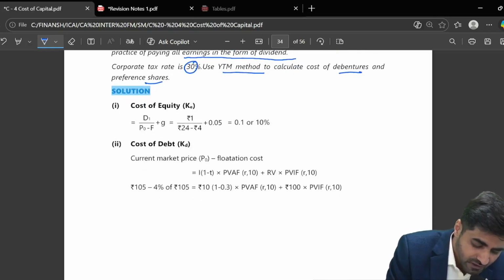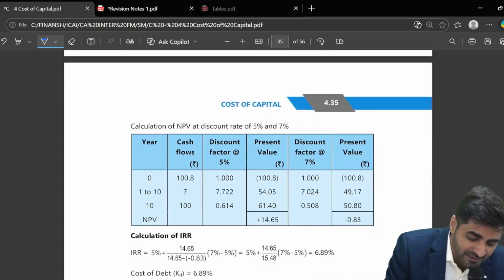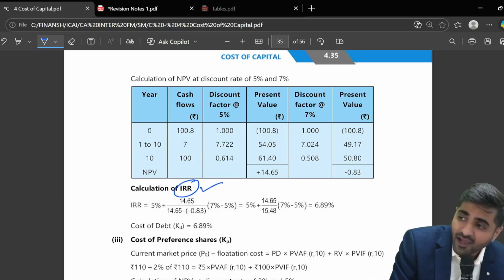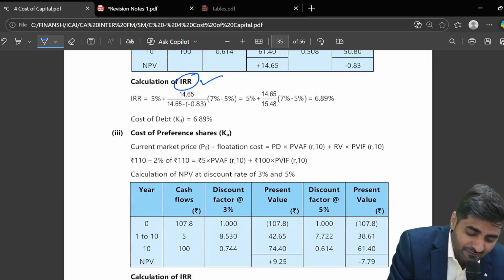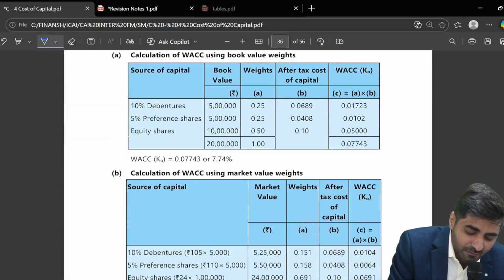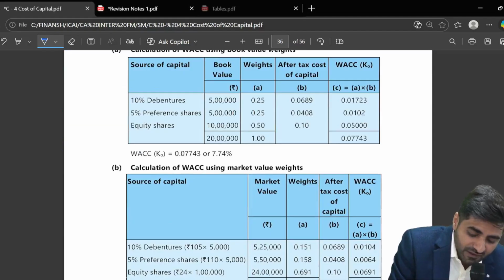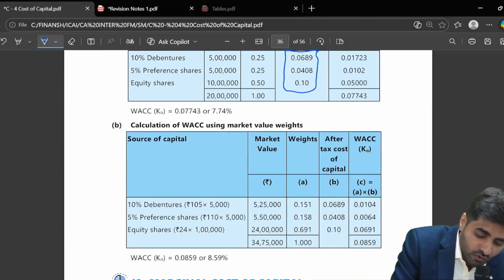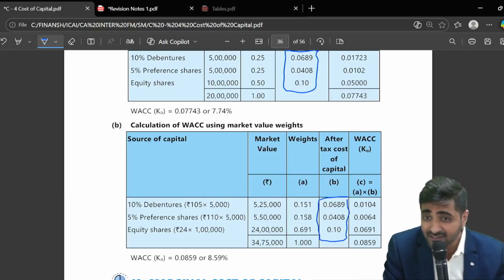Okay. So even they have done it on the same basis, and they have taken the range and calculated. Can you just check? See, they have used the word IRR. So based on IRR, we calculate your KD and KP, and then finally we'll be getting the final answer. But always remember, whether there is book value weights or market value weights, just check: do you have this after-tax cost of capital same? Then the answer is yes.